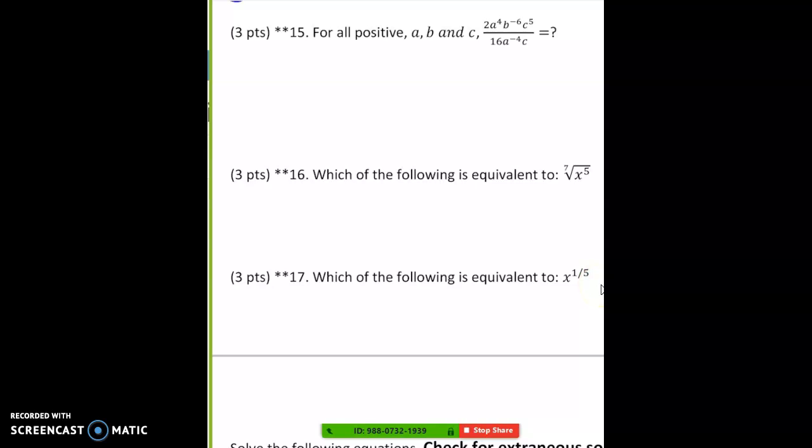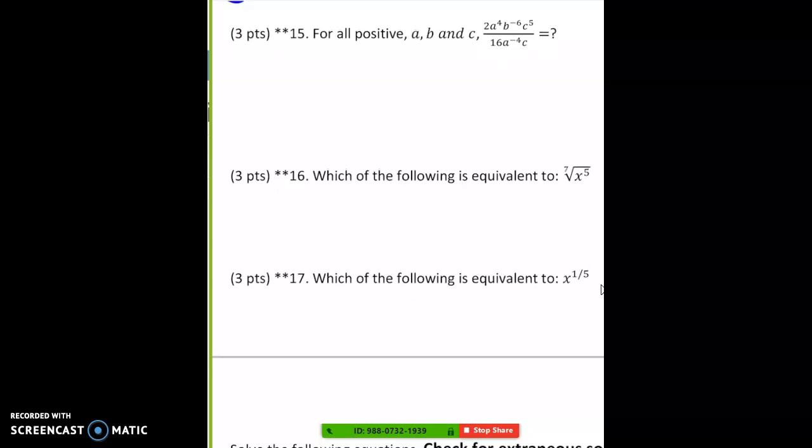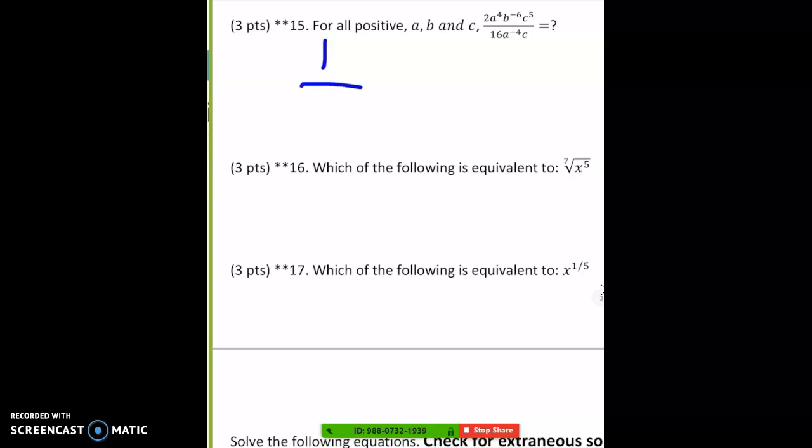Alrighty, moving on. Number 15. It says for all positives A, B, and C. So basically your goal at the end of this is to have all of your variables be positive. So first of all, 2 divided by 16 you can't do, but you can reduce it to 1 over 8. Remember with variables, when you divide, what you do is you subtract. So realistically, I have a to the fourth minus a to the negative 4, right? So it's minus a minus, which is really plus a positive.